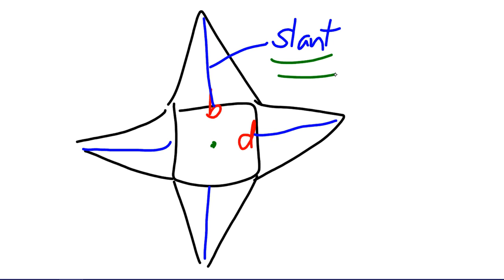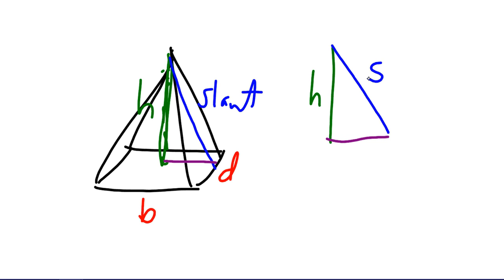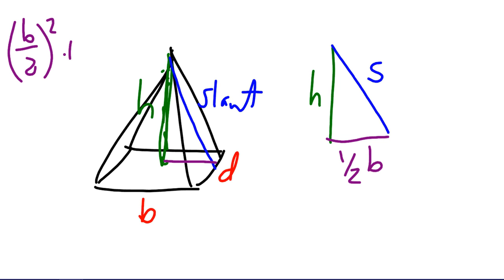Now remember, how do you find the slant? Well, let's go back to this 3D shape here. Remember, there is my right-angled triangle. There, there, and there. What are these measurements? Here's the height. Here's the slant. Now remember, what was this purple line? The purple line was half of the base. So be careful. It'll be base divided by 2 squared plus height squared.